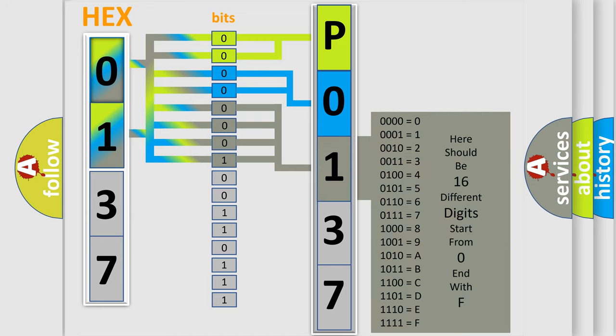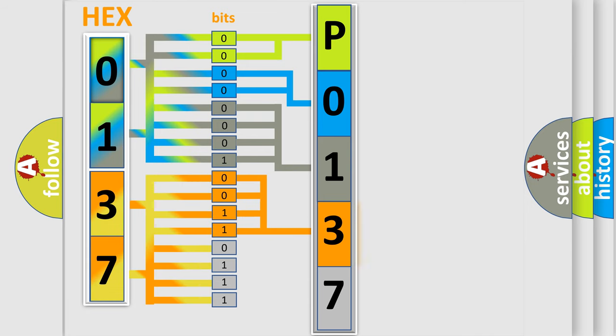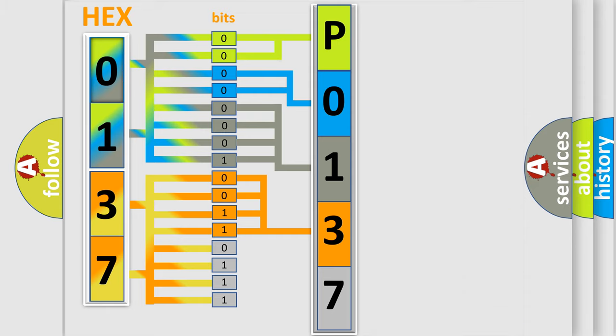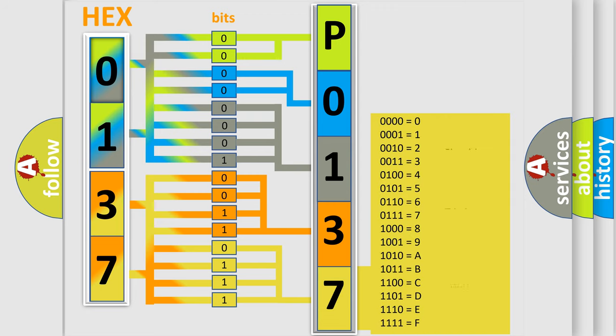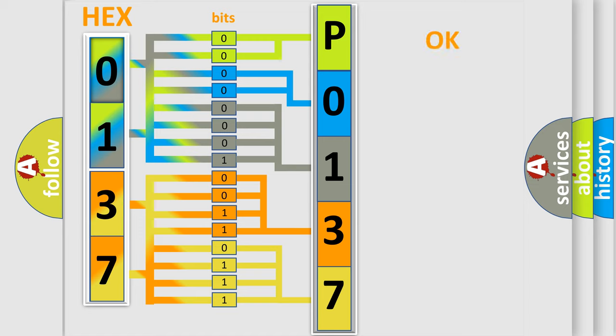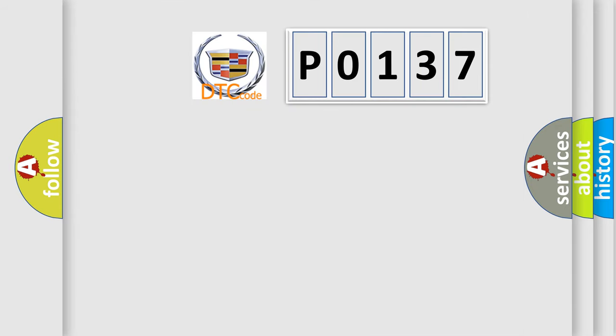The second byte is composed of a combination of 8 bits. The first 4 bits determine the fourth character of the code, and the combination of the last 4 bits defines the fifth character. A single byte conceals 256 possible combinations. We now know in what way the diagnostic tool translates the received information into a more comprehensible format. The number itself does not make sense to us if we cannot assign information to what it actually expresses. So, what does the Diagnostic Trouble Code P0137 interpret specifically for Cadillac?